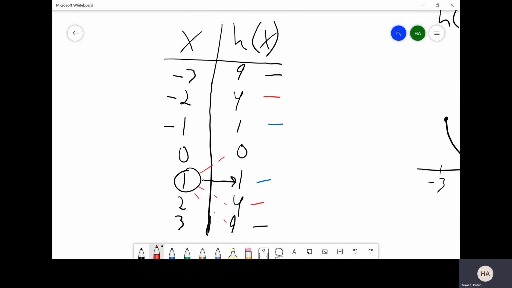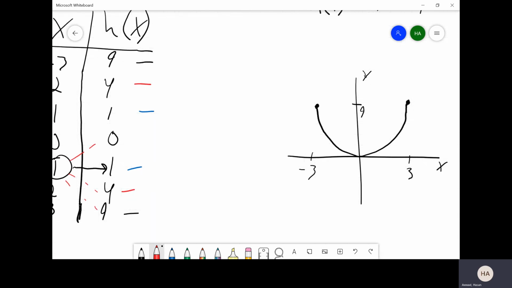-1 may also go to 1, but that's okay. We can have 2 inputs go to 1 output, and that's totally acceptable. Again, we see here that both 3 and -3 correspond to the output 9, but they're not interfering with each other. Okay, so that's really the point that I want to get here.